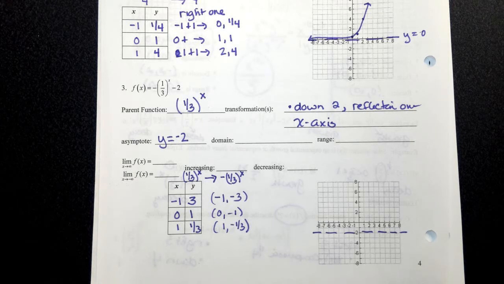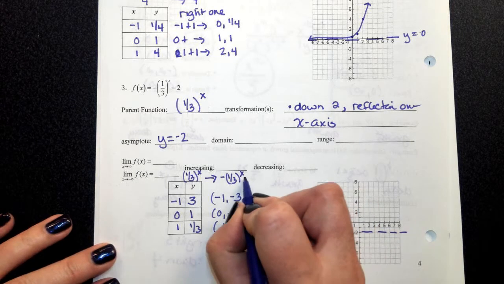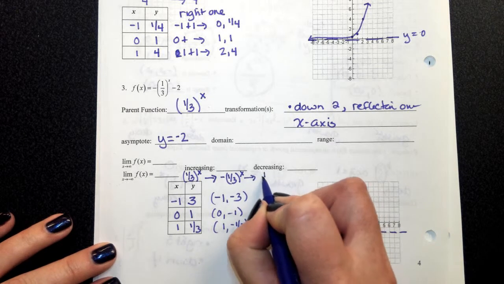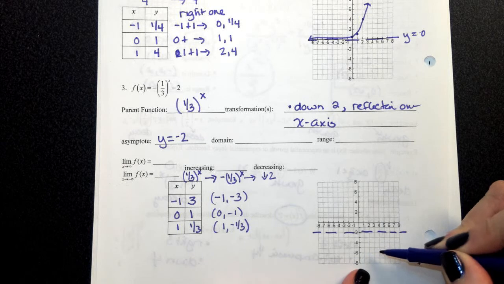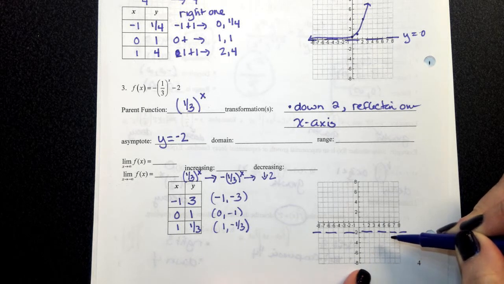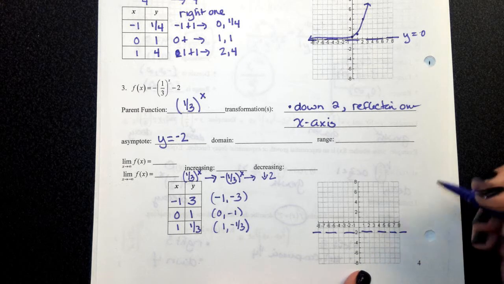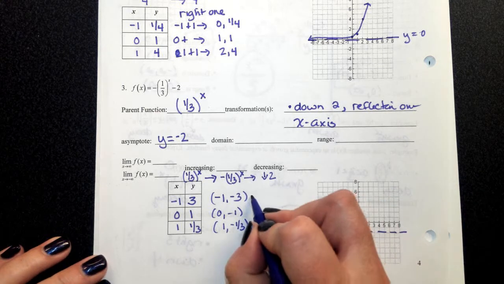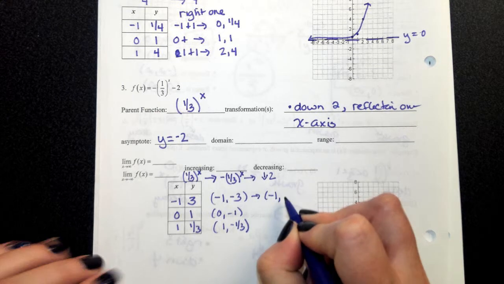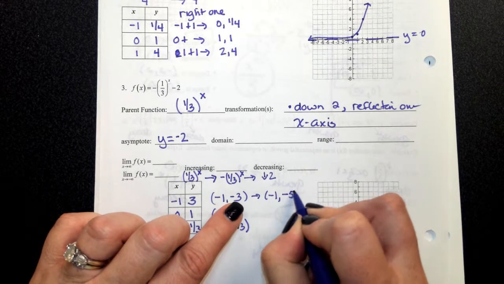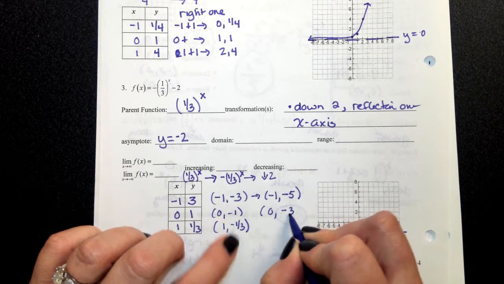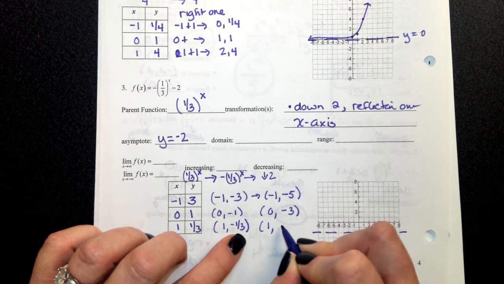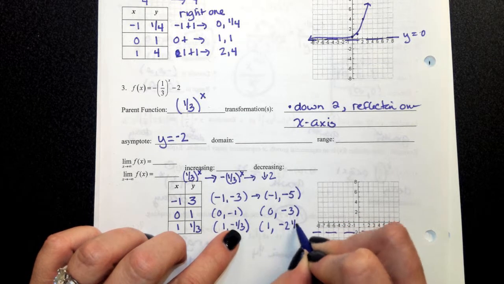But now, after that, I want to shift everything down 2. Well, when I shift everything down 2, is that going to affect the x-coordinates or the y-coordinates? The y-coordinates. I'm simply going to subtract 2 from the y-coordinates. So that's going to give me a -1. -3 minus 2 is a -5. -1 minus 2 is going to be a -3. And then I'll have 1 and then -2 and 1/3.